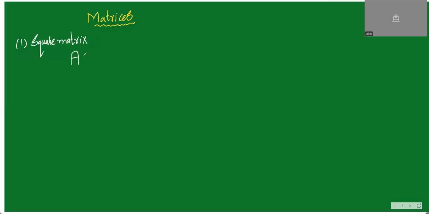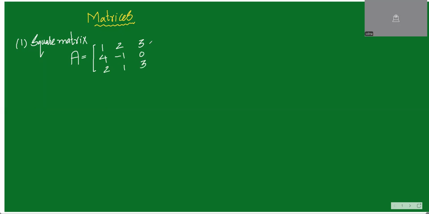Suppose a matrix is denoted with capital A. Here you can see 1, 2, 3. I am choosing random numbers; it is not compulsory to take a specific number. Anything you take, like that.